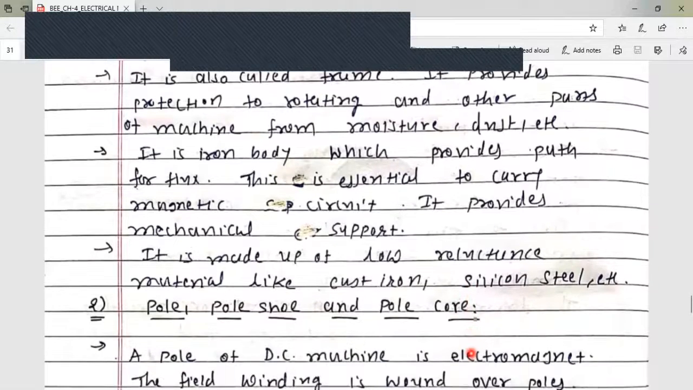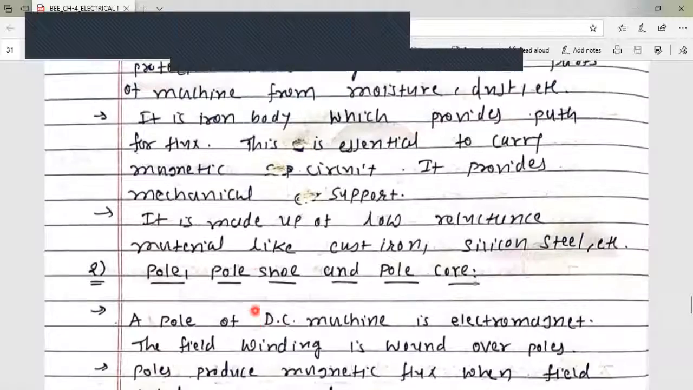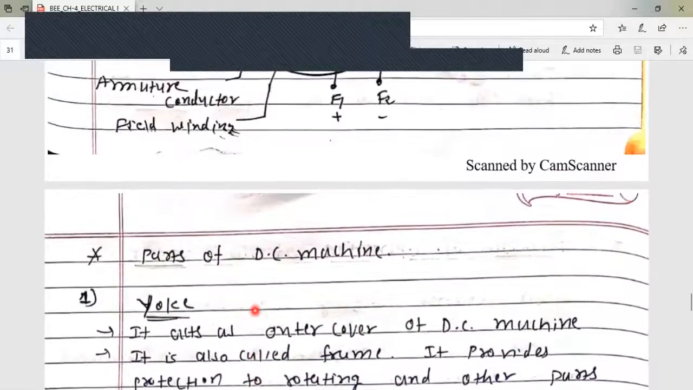Now, second is pole. Pole 2 and pole 4. See in the figure, pole is here. These four are poles.